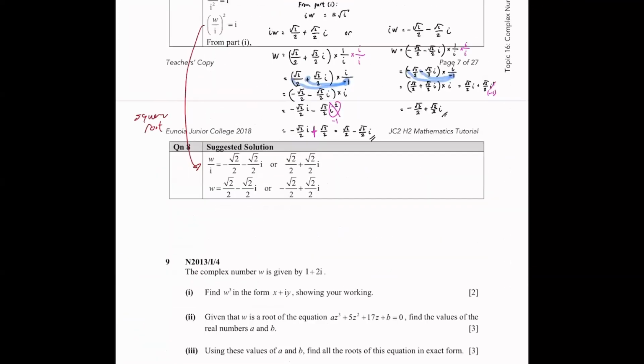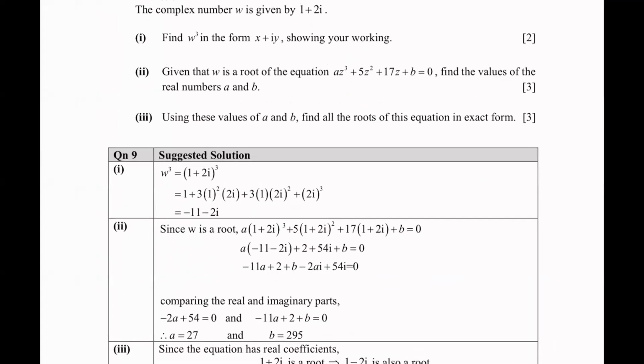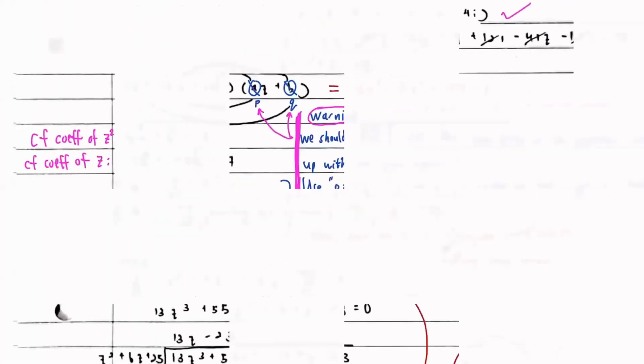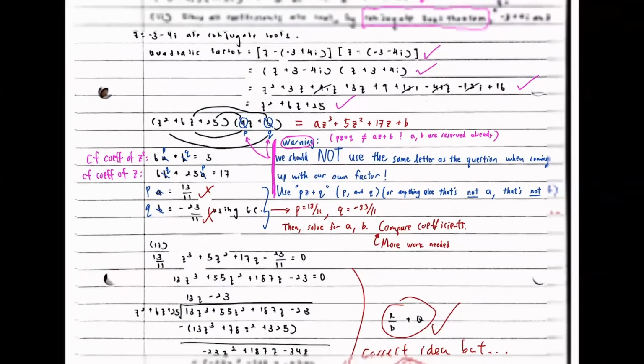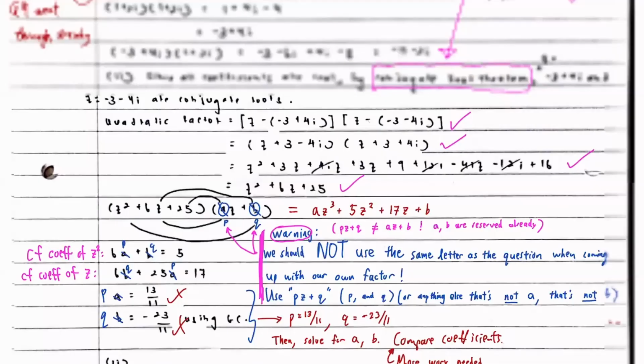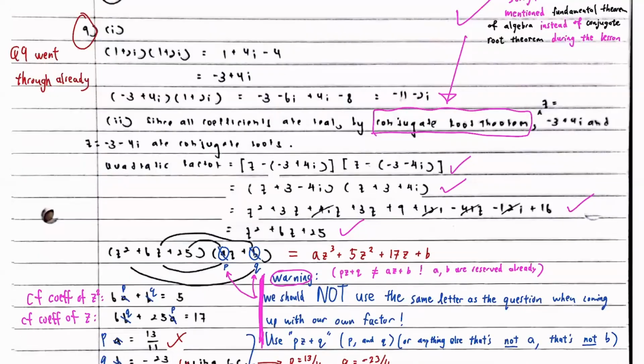So you got W is given by 1 plus 2i. Find W cube. Okay, this one is nothing. Just use... Did I go through this? Sorry, what do you do in part 1? Oh, right. You manually expanded it over here. This time you got it right. You got -11.